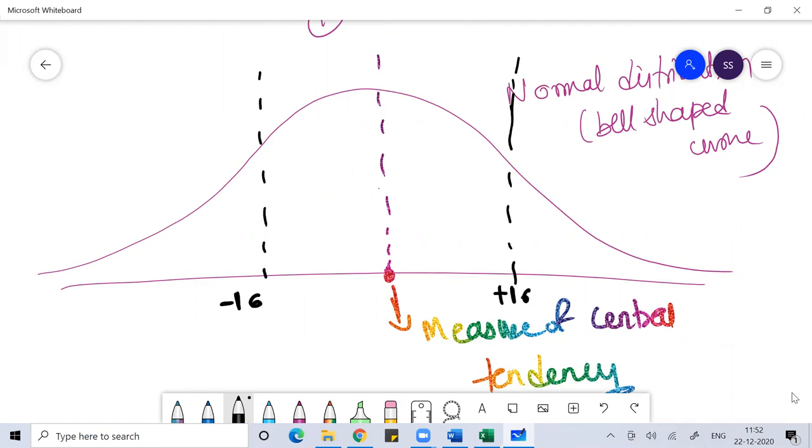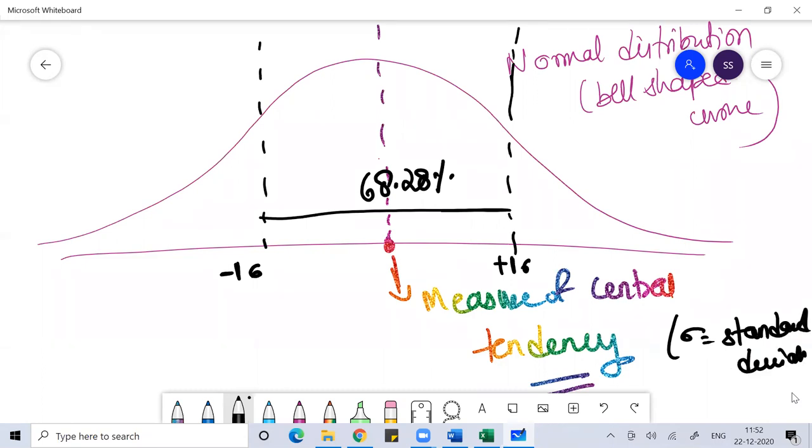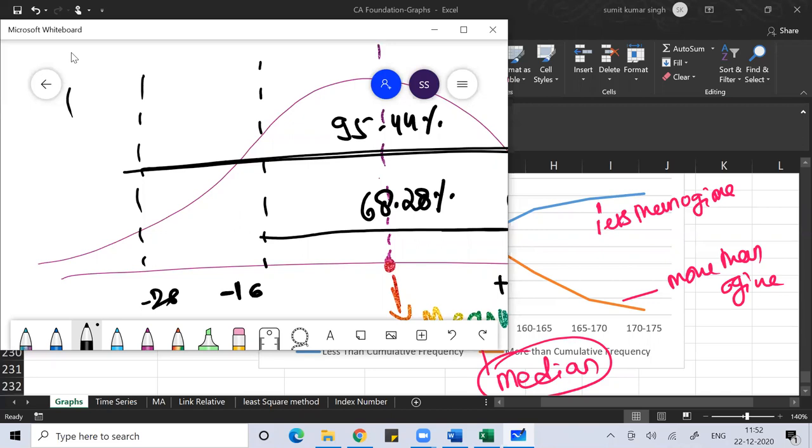They can disperse plus minus of one standard deviation. As per the calculation, we believe that 68.28% of data lies in the plus minus of one standard deviation. This sigma means standard deviation. I hope you have heard of standard deviation. While 95.44% of the data lies in the plus minus of two standard deviation.